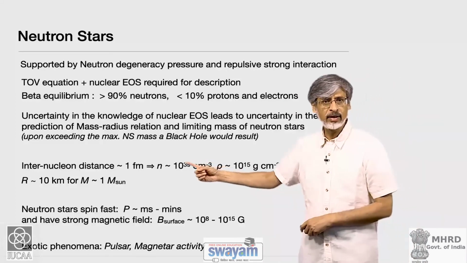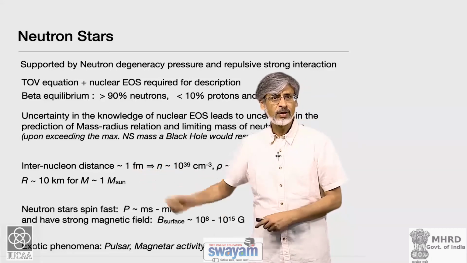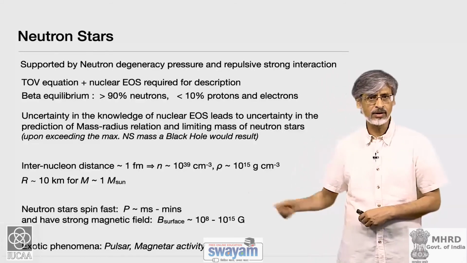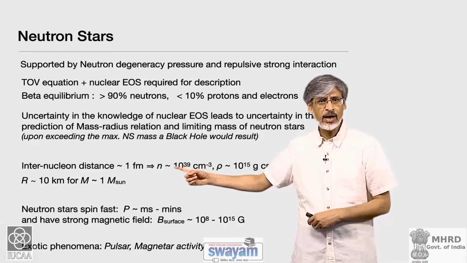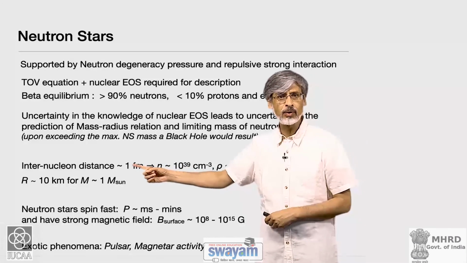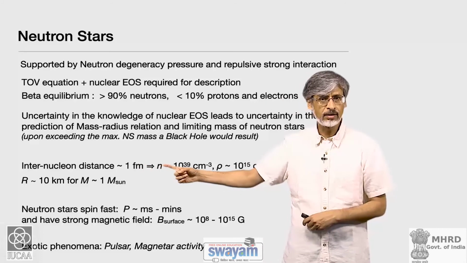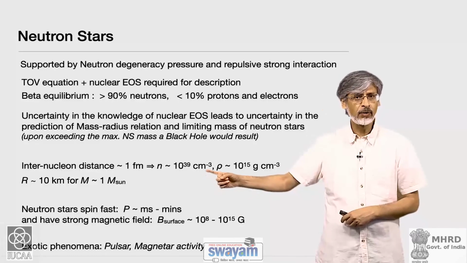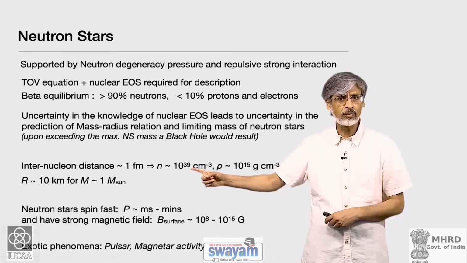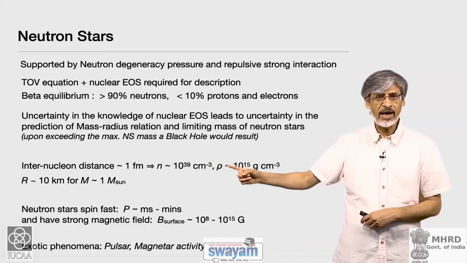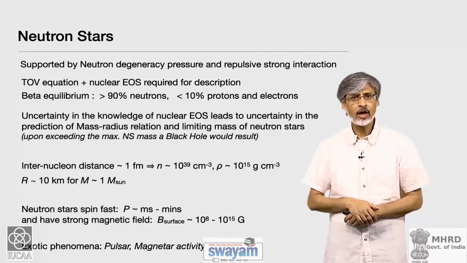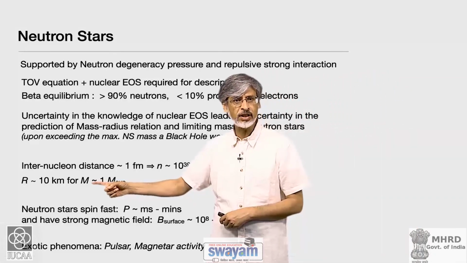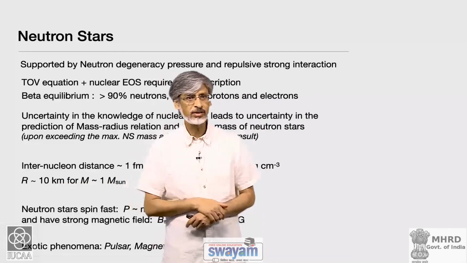Now, in these neutron stars, we have an internucleon distance which is about 1 Fermi. That is when nuclear forces become dominant. So, if you have an internuclear distance of about 1 Fermi, that gives you the estimate of number density, which is about 10 to the power of 39, and therefore, if you have nucleons with this kind of number density, that gives you a mass density of about 10 to the power of 15 grams per cubic centimeter. With that density, a solar mass object will have a radius of only 10 kilometers.